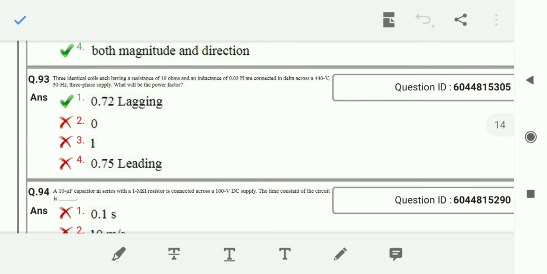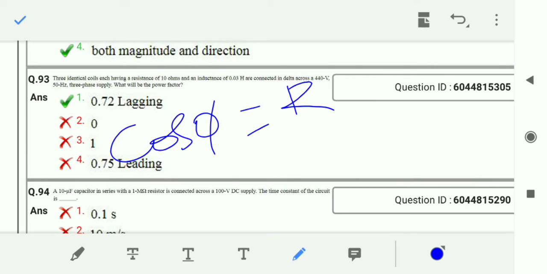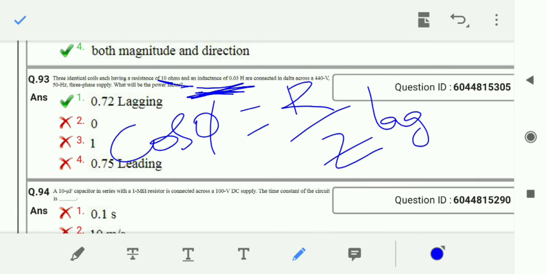Next. Three identical coils having a resistance of 10 ohms and an inductance of 0.03 henries are connected in delta across a 440 volts 50 Hz 3-phase supply. What will be the power factor? The power factor formula is cos phi equal to R by Z. Lagging or leading? Definitely lagging, because inductance is there. For an RL circuit, the power factor is lagging.